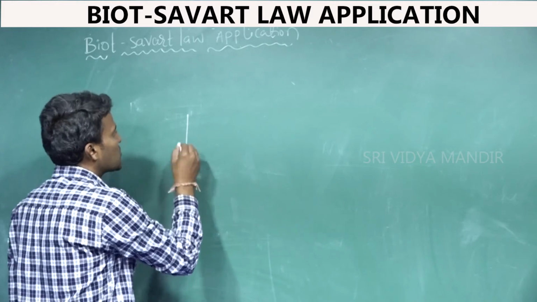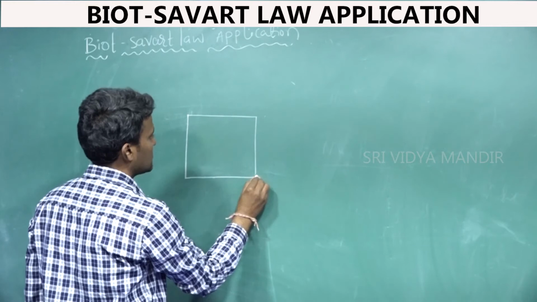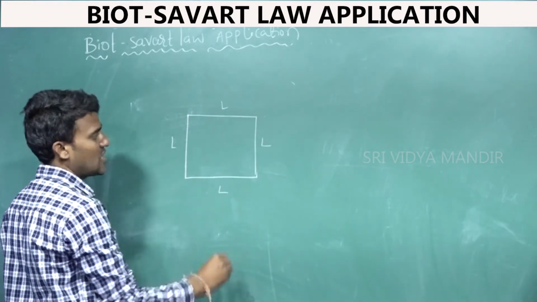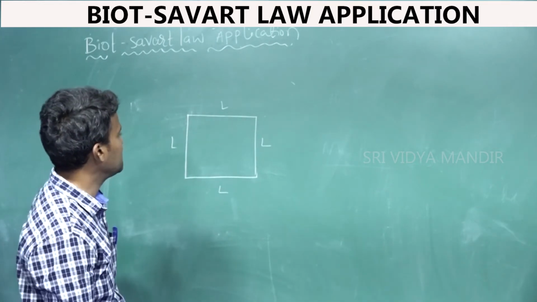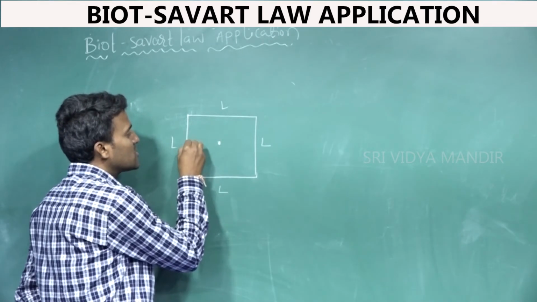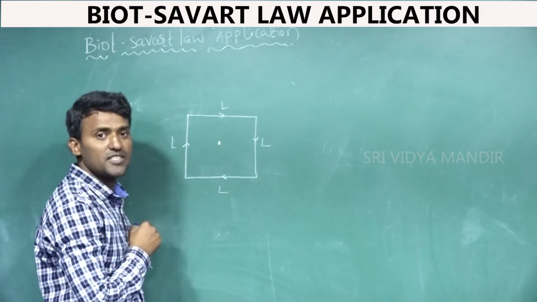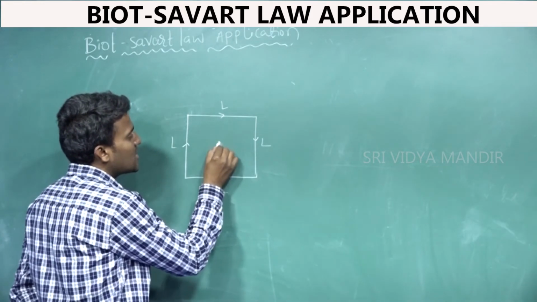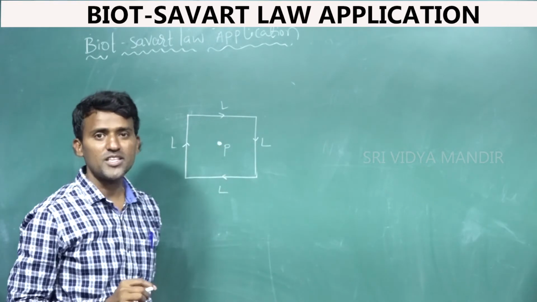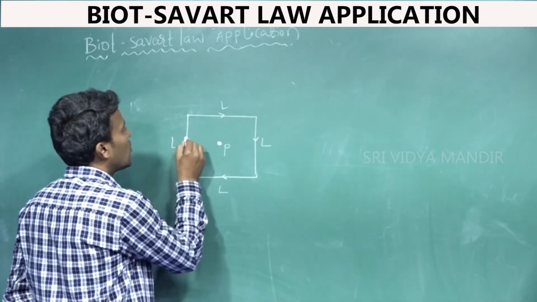Now one more application. I am taking one square. The length of each side of the square is L. The point P is exactly at the midpoint. Now the current I is passing through the square like this. Now we want to calculate the magnetic field at the point P due to the square. These four wires are there.